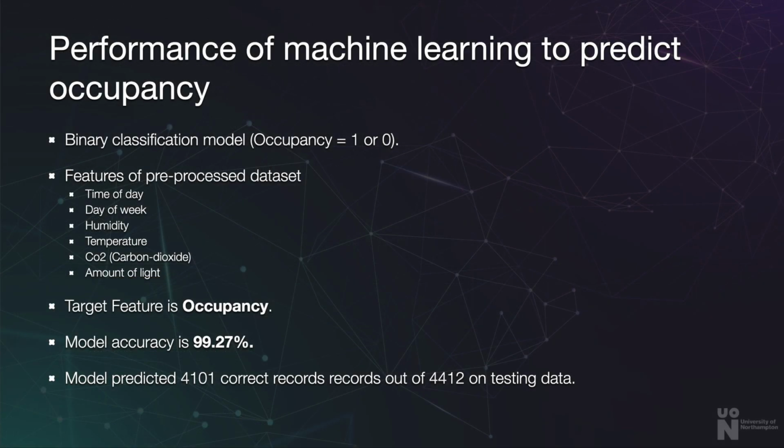So let's talk about the performance of the machine learning model. In this process, we train two models based on binary classification, which means our occupancy has two instances, 0 and 1. So here our target feature is occupancy, and model number 2 outputs 99.27% accuracy, which means it predicted 4101 correct records over 4412 records in our testing data, which means it's pretty accurate.